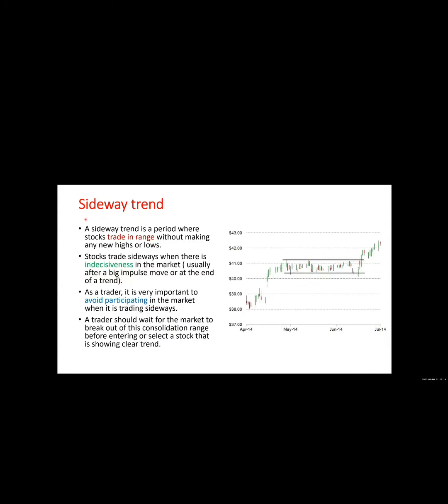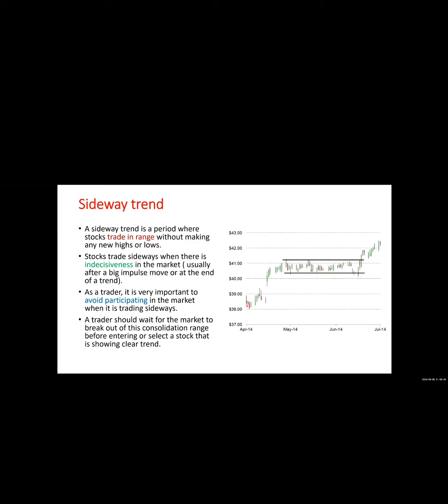Now, the third type of trend is the sideways trend. Contrary to popular belief, markets actually spend more time trading sideways than they do in rally or decline phases. It's actually surprising: 70% of the time, markets trade in sideways ranges. A sideways range is a period where the stock trades in a range without making any new highs or lows. So take a look at this chart here.